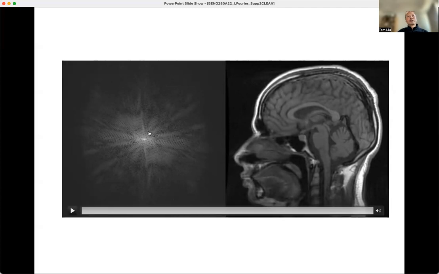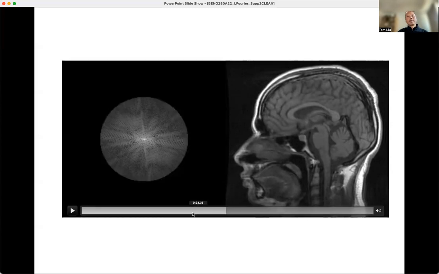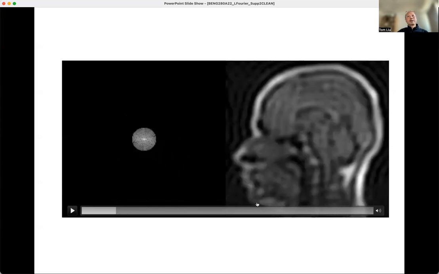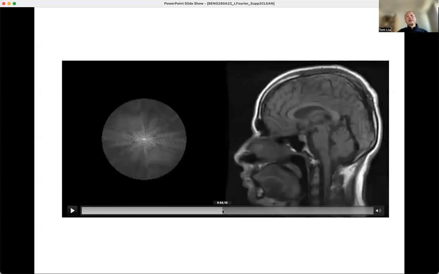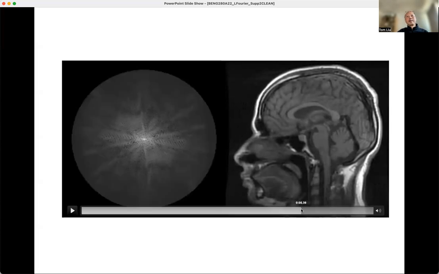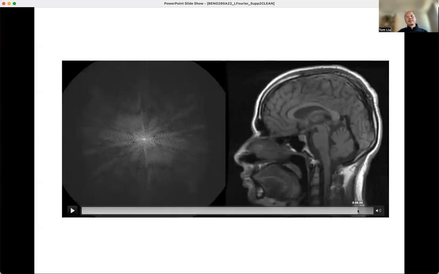So you can see that there's a trade-off between how much of K-space I collect and what the image looks like. Part of what we'll cover when we talk about MRI is what's good enough. Is this good enough? What's good enough depends on the application. You don't have to be a radiologist to know that this probably is not good enough, but this might be good enough. And maybe this is too good.